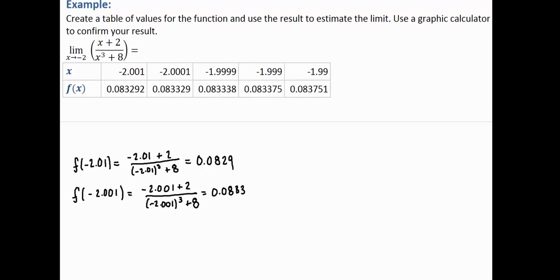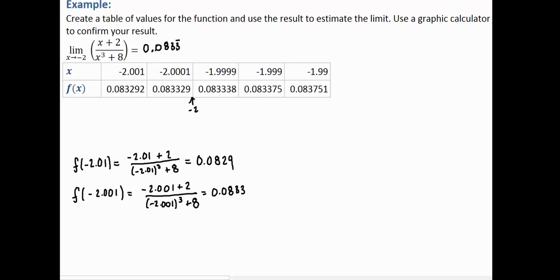All right, and we're back, and we have the table. Oh, I eliminated one of the columns. Nonetheless, it looks good. 0.0833, and the next one is going to be a 3 after. And you see, as we're getting closer and closer to negative 2, we seem to be getting closer to 0.0833, and probably this 3 is periodic.